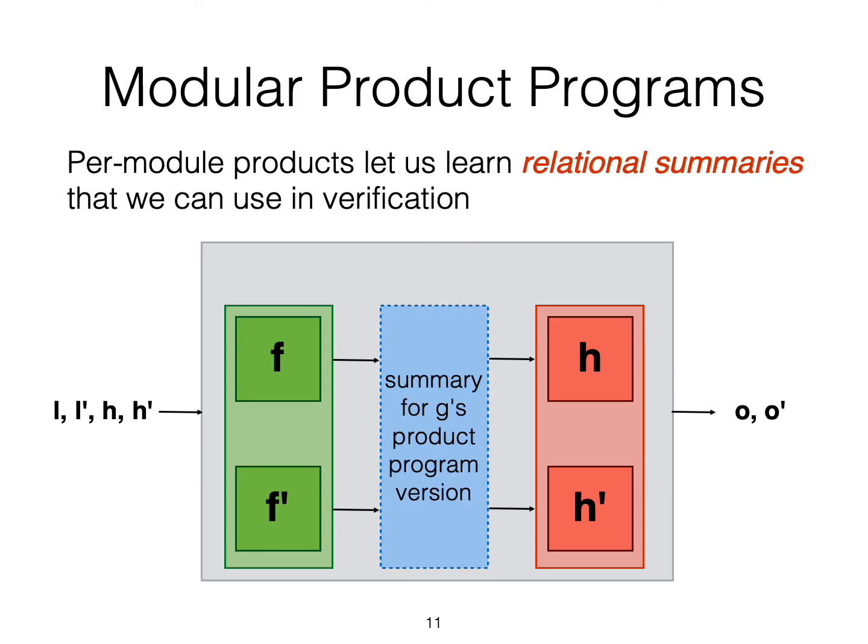If we learn summaries for the procedures in a modular product program, these can correspond to relational summaries about the original program. So here, for example, we might have a summary that relates the behavior of the two different copies of G and G prime. These summaries can be useful in proving an overall relational property like non-interference.